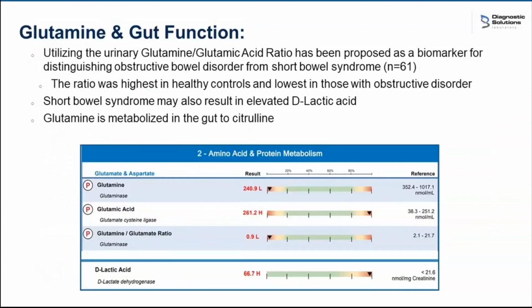And then another one I look at, and if you've talked to me, you know I look at this for some other stuff too, is glutamine to glutamic acid ratio.